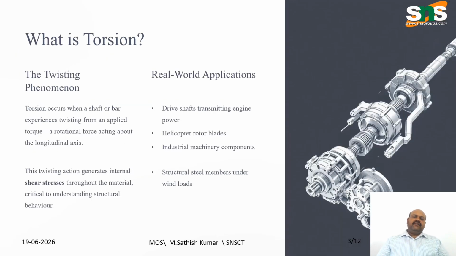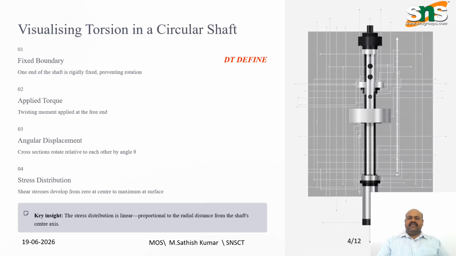So the twisting occurs when a shaft or bar experiences twisting from an applied torque. The twisting action generates internal shear stress throughout the material, critical to understanding structural behavior. So the real world applications are drive shafts transmitting engine power, helicopter rotor blades, industrial machinery components, and structural steel members.